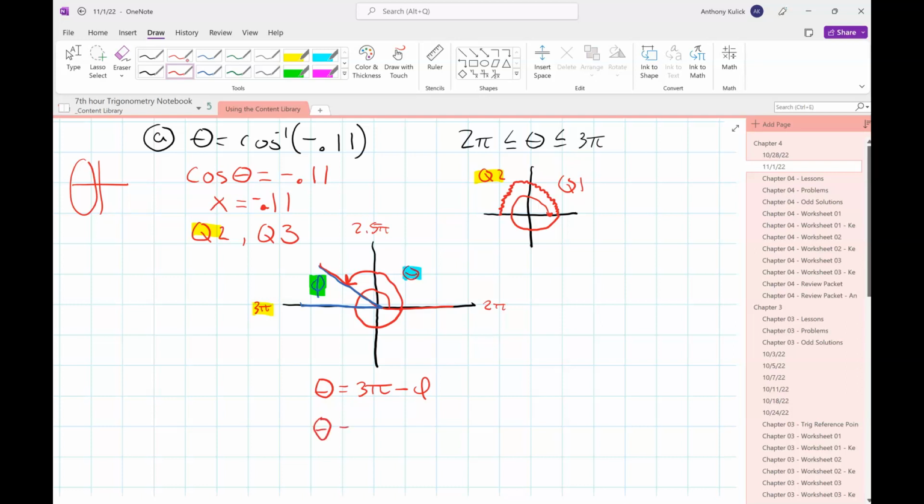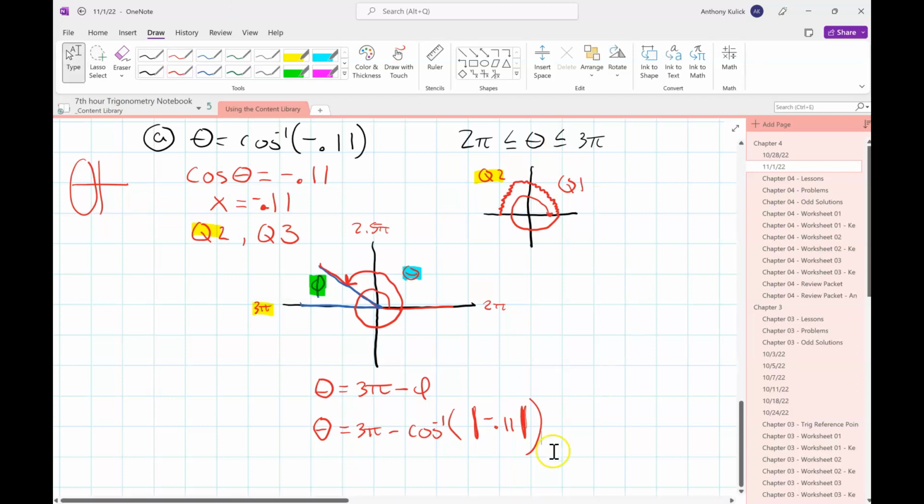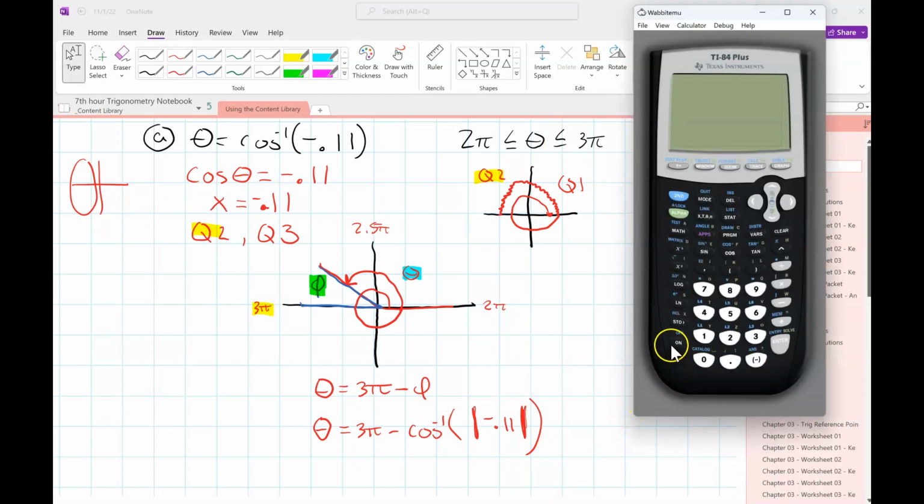So to find phi every single time, all we're going to need to do is take the absolute value of whatever we're taking the inverse of in the original problem. So I'm going to take cosine inverse of the absolute value of negative 0.11. And now it's just going to be calculator time.